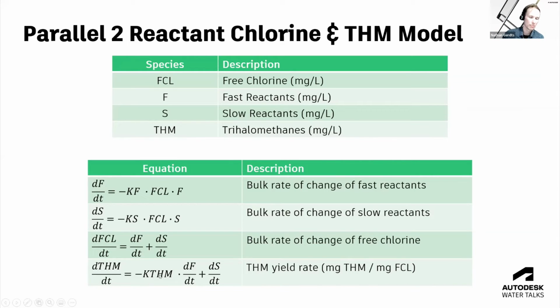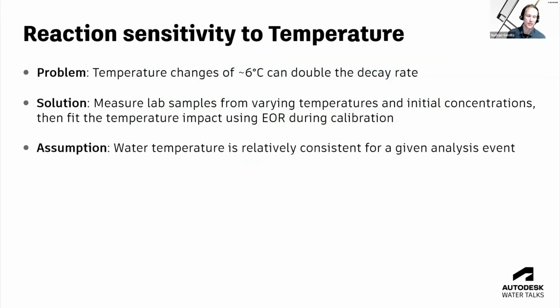And then we multiply it by a yield rate. This number is usually somewhere around 0.045. That means for every milligram of chlorine that you lose, you gain about 0.05 milligrams of trihalomethanes. So that's just a simple yield rate. There's a proportional production of THM for every gram of chlorine that you lose. So those are the equations. It's already built into MSX.